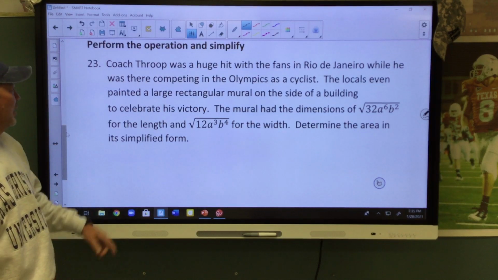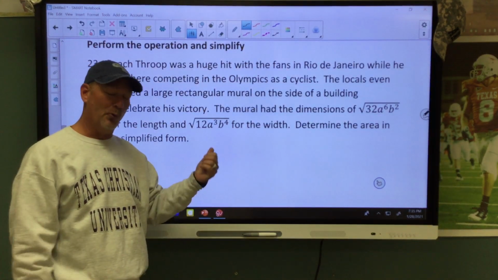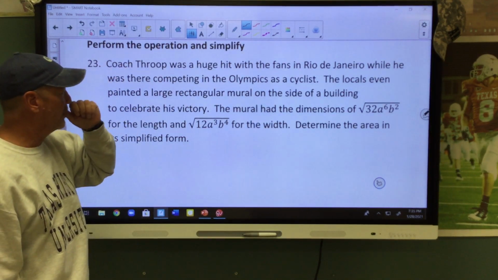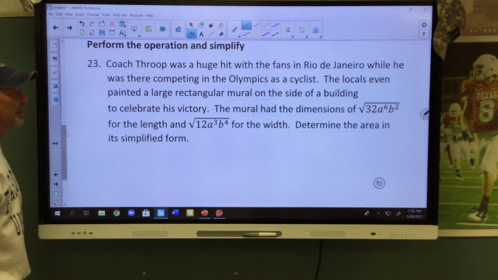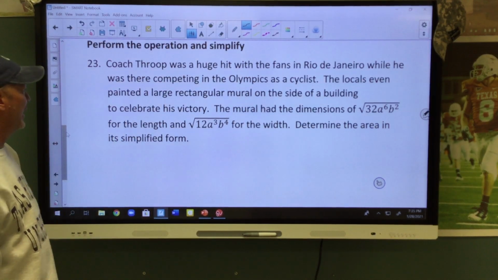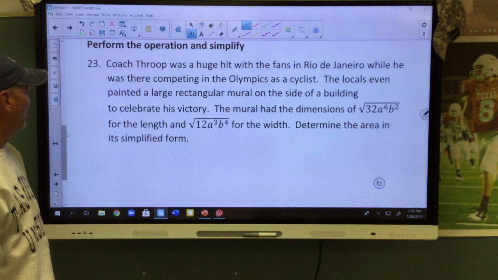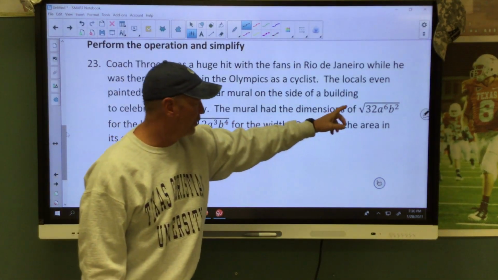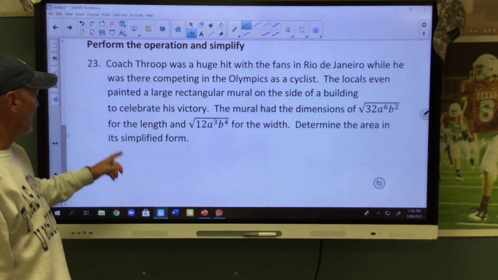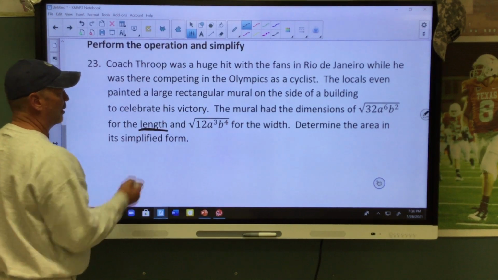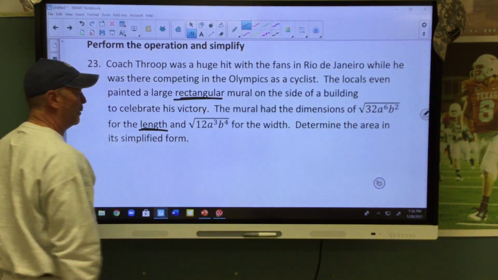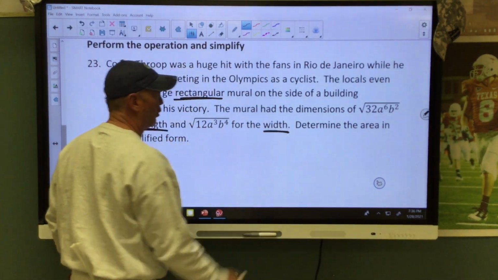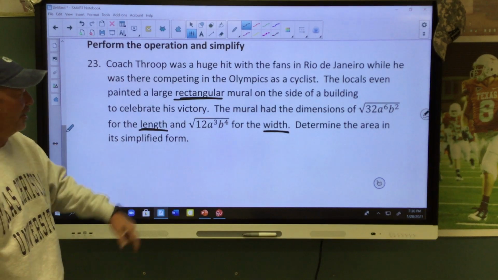All right, keep going. This is not actually true. This is just a word problem I made up for one of my teachers. Coach Troop was a huge hit with the fans in Rio de Janeiro while he was there competing in the Olympics as a cyclist. The locals even painted a large rectangular mural on the side of a building to celebrate his victory. The mural had dimensions of the square root of 32 a to the 6th b squared as its length. There's your length. What's our shape? Rectangular. And it gives you this radical as its width. Okay, so this is determine the area.